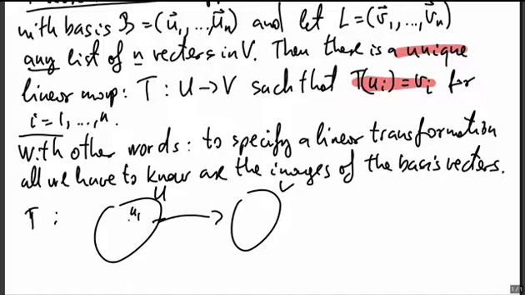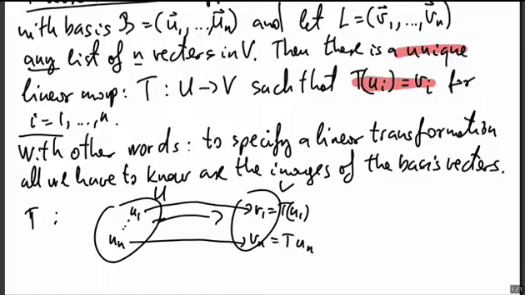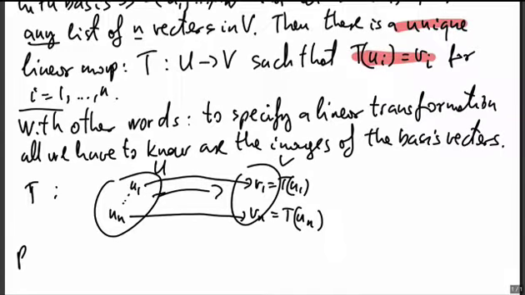So you have u1, ..., un. And what this theorem says is that if you know where u1 goes, it goes into v1, which is the image of u1. And then you know where un goes, it goes into vn as the image of un. Then you know everything. You know what the map is. So T is a linear map, and somehow we know how to specify it. So the proof is simple.